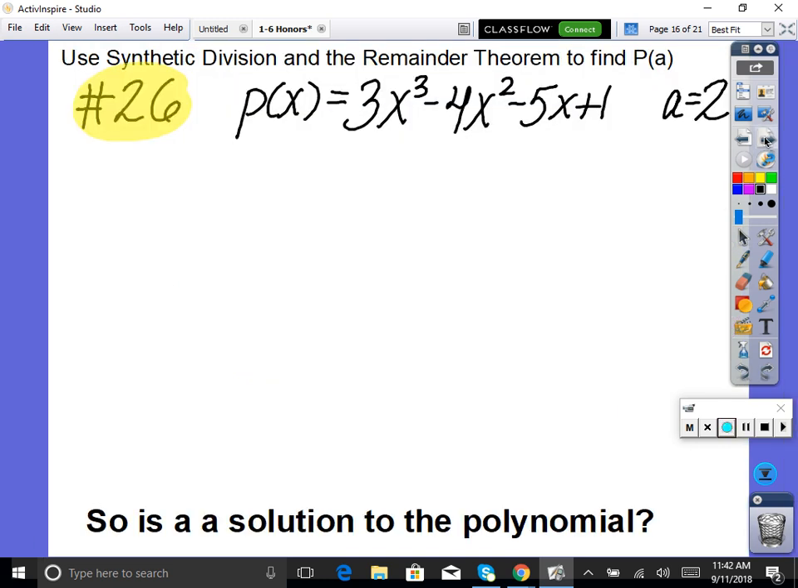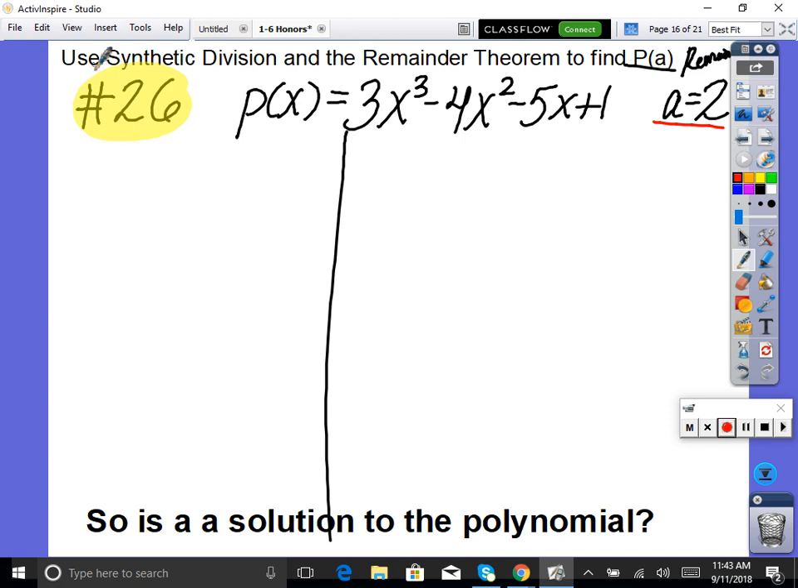So let's answer some on the homework. Number 26. It says, use synthetic division and the remainder theorem to find p of a, which means find the remainder. Now look at how this one gives it to us. It tells us a equals 2. It didn't put it in a factored form. It gives us the solution, 2. So you're going to use 2. Do you all understand that?